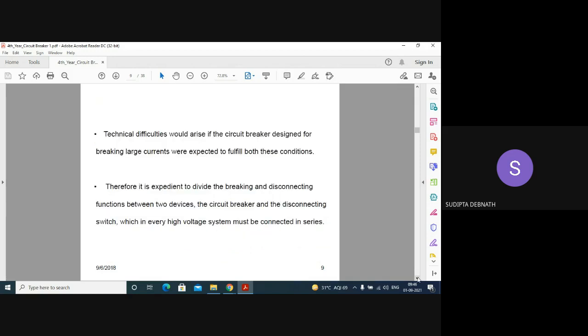Technical difficulties arise if a circuit breaker designed for breaking large currents is expected to fulfill both these conditions. Actually, to fulfill both the conditions, the isolators and the circuit breakers are used. The first condition is fulfilled by the isolators. So it is advantageous to divide the breaking and disconnecting functions into two devices: one is the circuit breaker, another is the isolator.